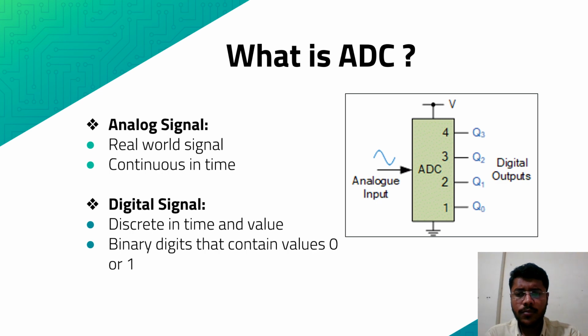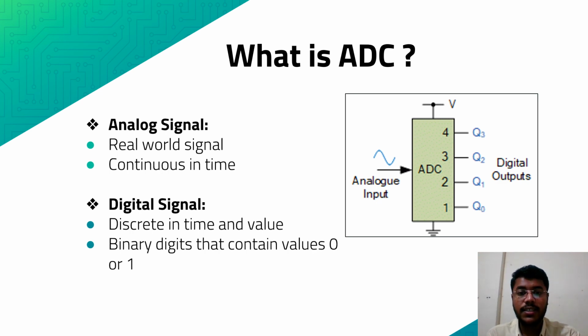After DSP, we see what ADC is. In ADC, we see analog signals and digital signals. First of all, we see analog signals. Analog signals are real world signals and continuous in time. Analog signals work on real life world signals, so they are real life world signals and continuous in time.